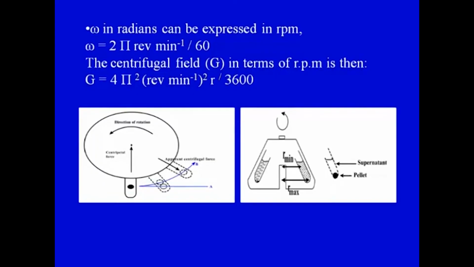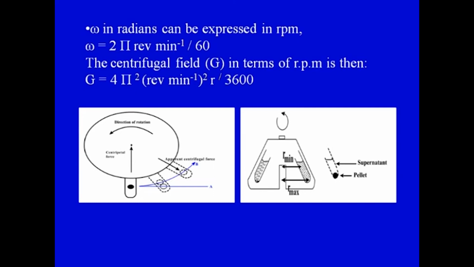Now, this angular velocity can also be expressed in terms of revolutions per minute. You can write angular velocity, omega, equals 2 pi times revolutions per minute divided by 60. Or the g force, or centrifugal field, can be written as 4 pi square times revolutions per minute square times r divided by 3600, that is, the square of the 60 here.